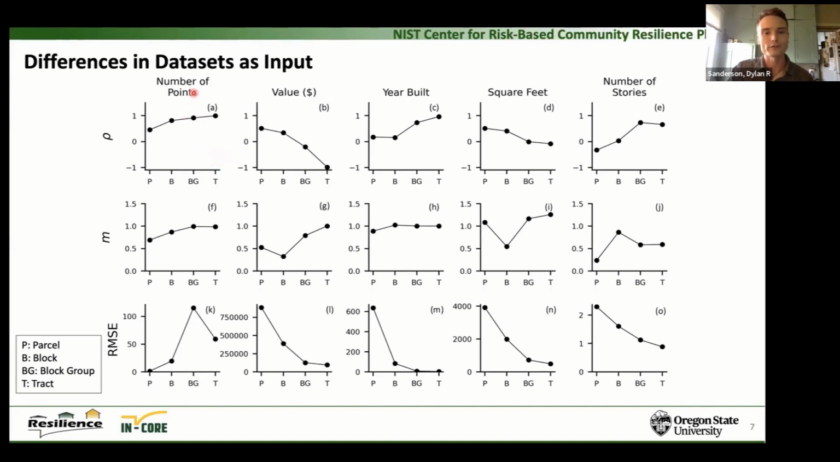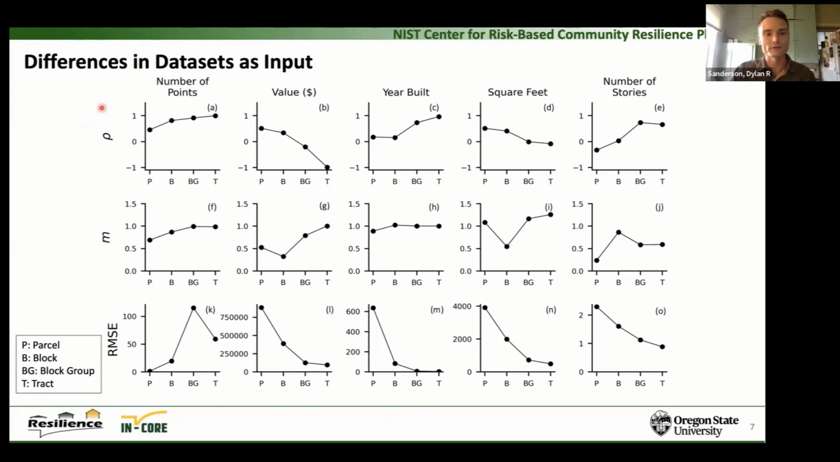And then each column here is a different attribute. So before, we were looking at the number of points in a parcel, block group, and tract. But then for the NSI and our tax lot data, we have dollar value, year built, square footage, and the number of stories. So we compare all these different attributes across all these different spatial scales.